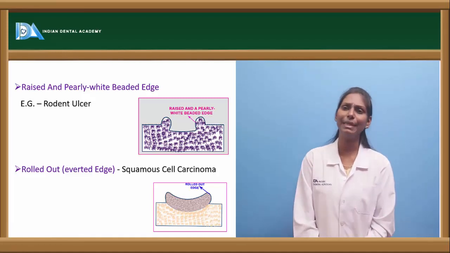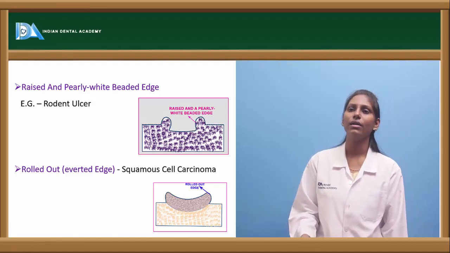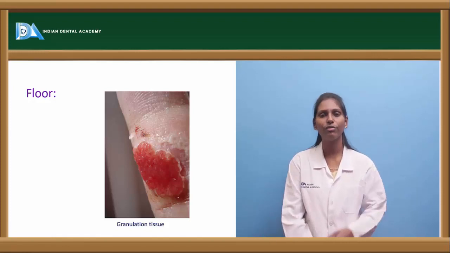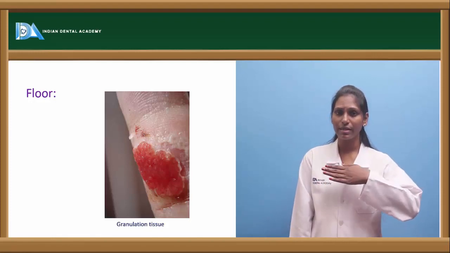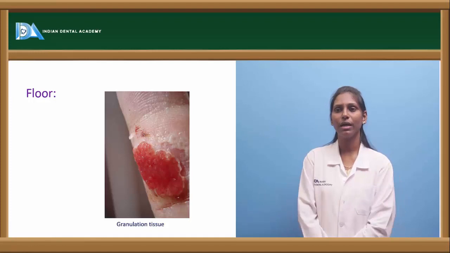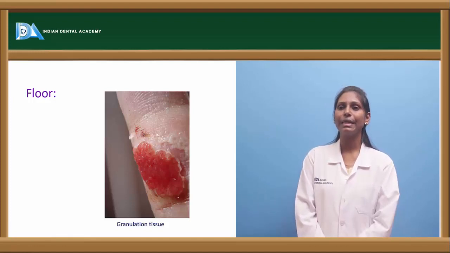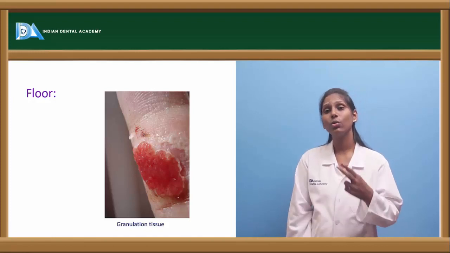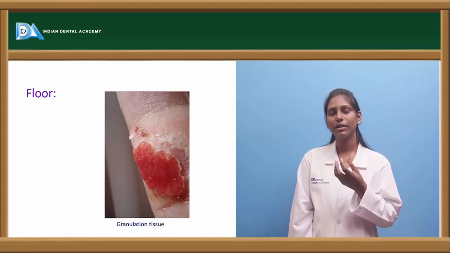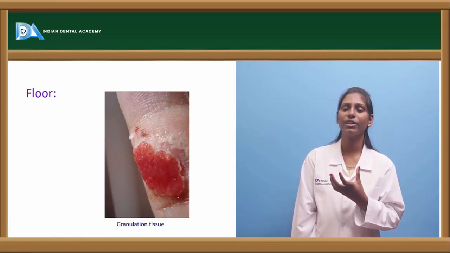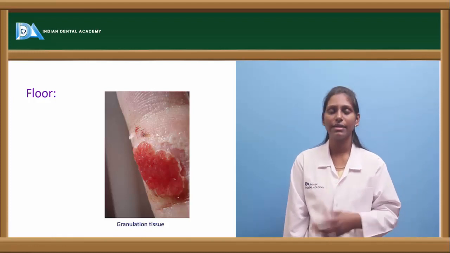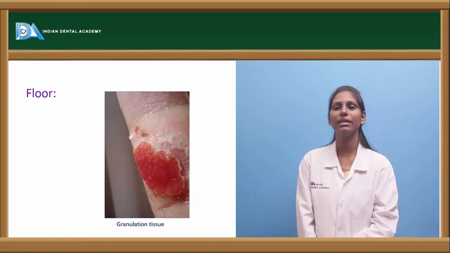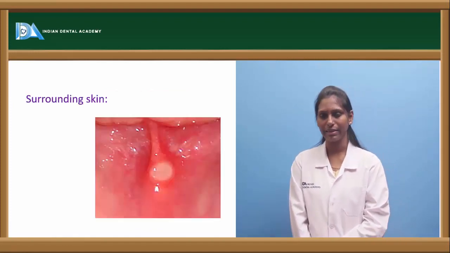Raised and pearly white beaded edge is seen in case of rodent ulcer, and rolled out or everted edges in case of squamous cell carcinoma. So when we are talking about the floor, it is nothing but what we actually see. It is the lowest part of the ulcer, and in case of good healing tissue, we can see granulation tissue. That nice pink color of granulation tissue tells us that it is healing soon. If it is completely red in color or completely white in color, then it is a slow healing or non-healing ulcer.